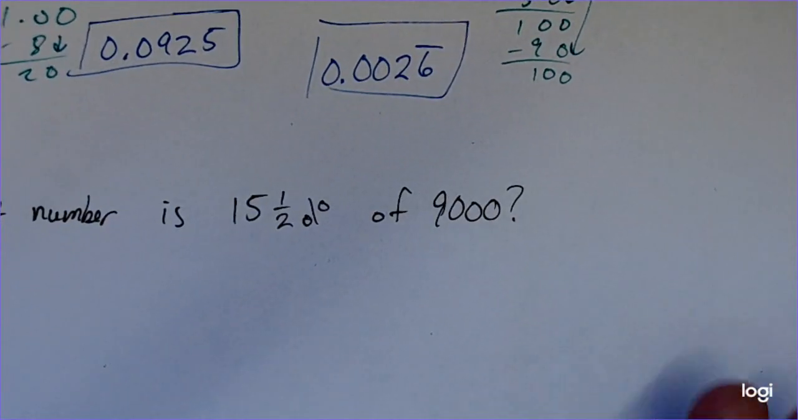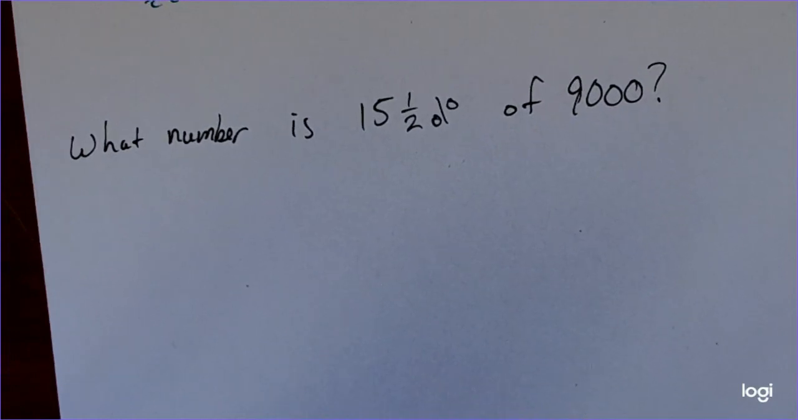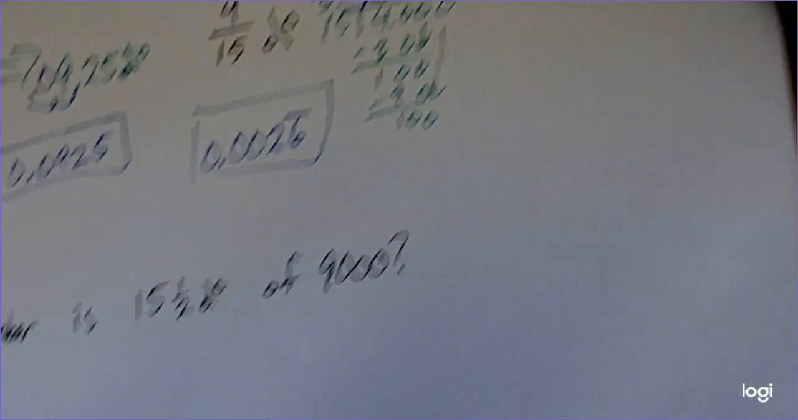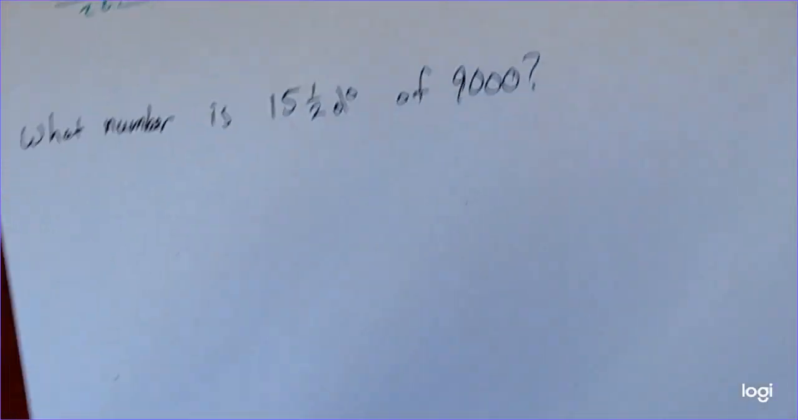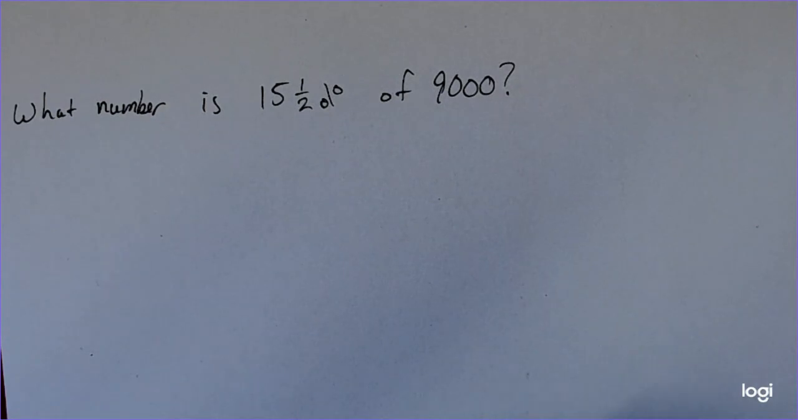Now let's use it in a word problem. Remember, we're going to have to use decimal times of equals is. So if we have a fractional percent in a word problem, first I'm going to turn that fractional percent into a decimal. Once I have it as a decimal, I'll go ahead and use decimal times of equals is. Well, let's start by looking at this 15 1/2%. Let's turn that into a decimal.